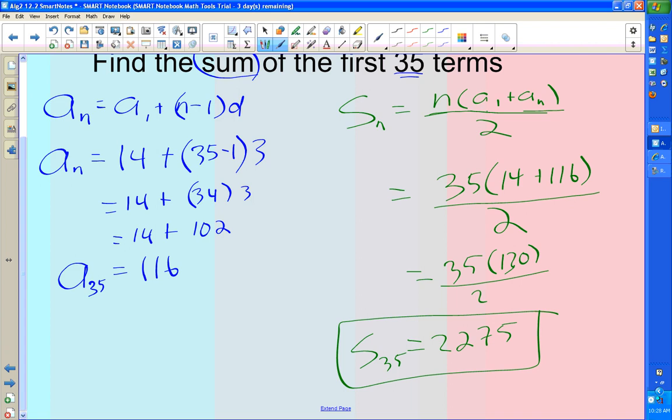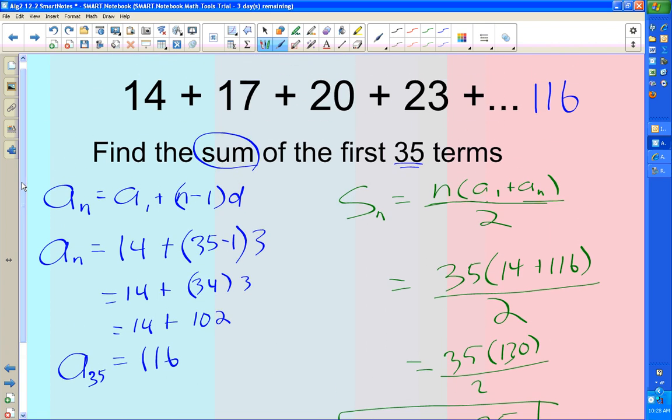You may not find the 35th term for credit by going 23, 26, 29, 32. Believe me, every year I have one kid in each class. You look at their work, all they have is the whole thing written out. And then the honest to God truth is, they add up all 35 terms on the calculator because they have no clue what's going on. If you do that, you're going to get nothing for points.